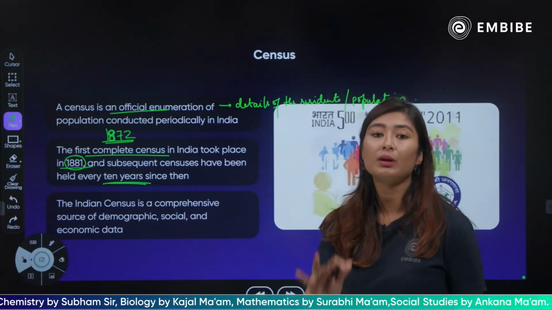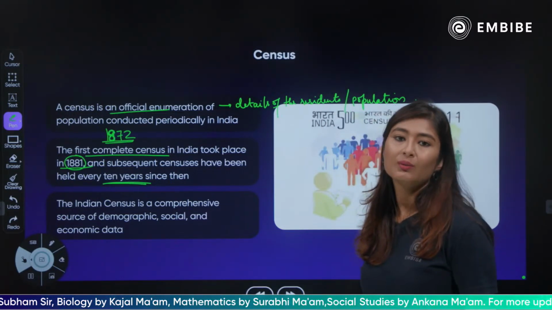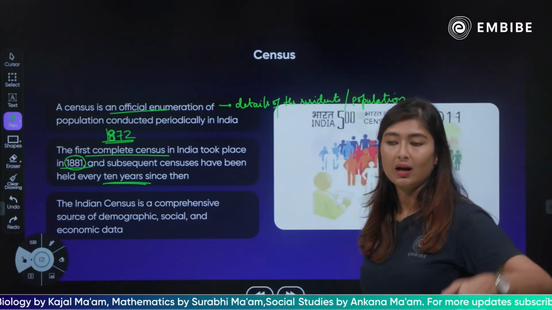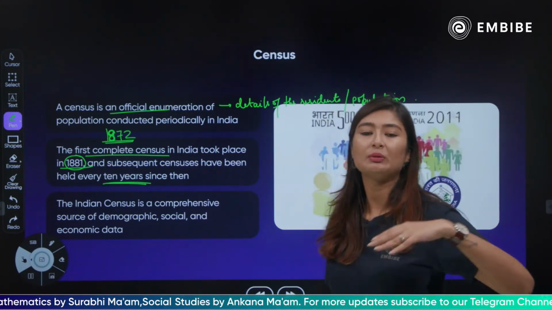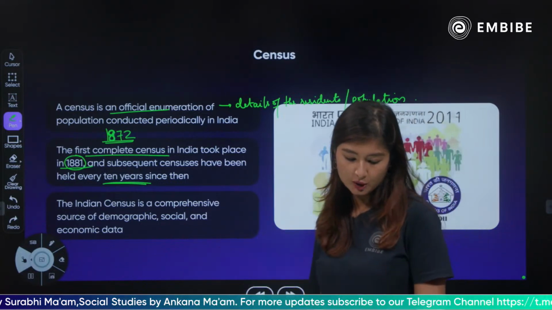How do we know that we have 1.45 billion people? Because we have done a study of the numbers, right? How many people are taking birth, how many people are dying. All of these numbers are brought into a report, right?